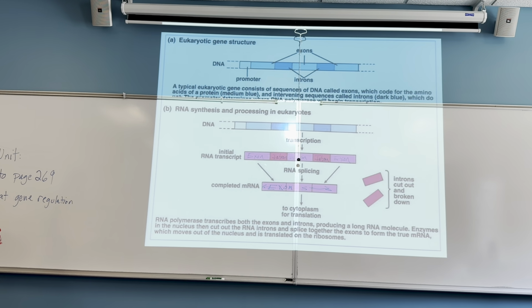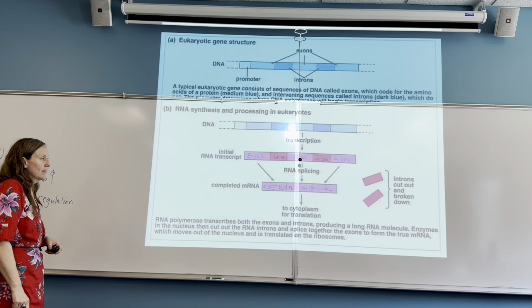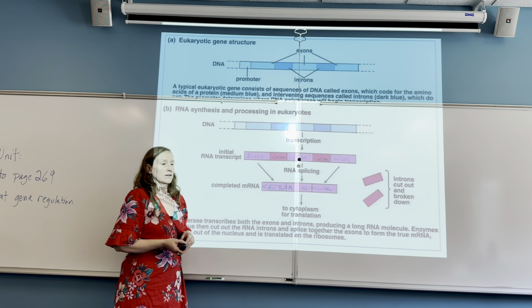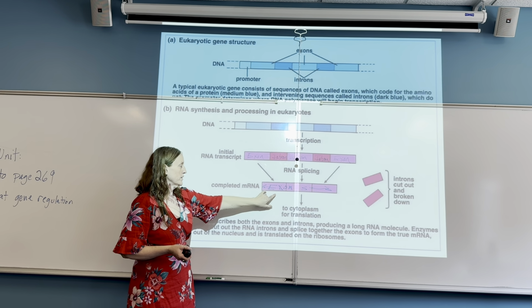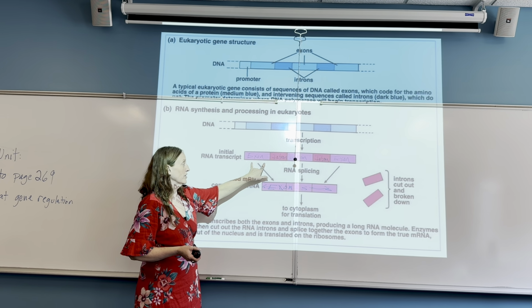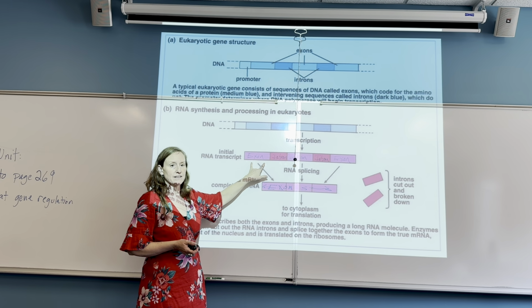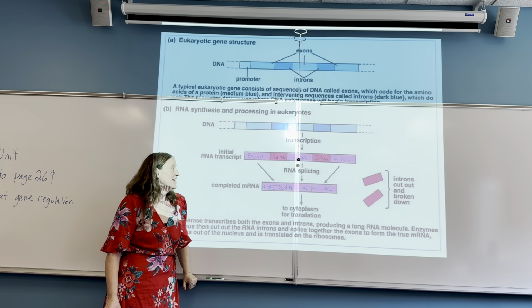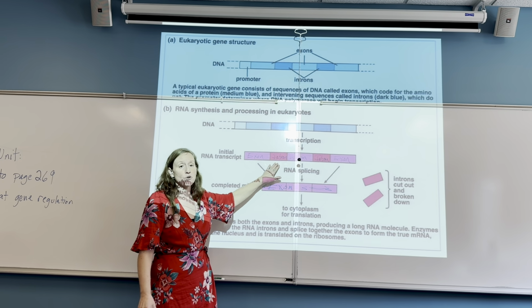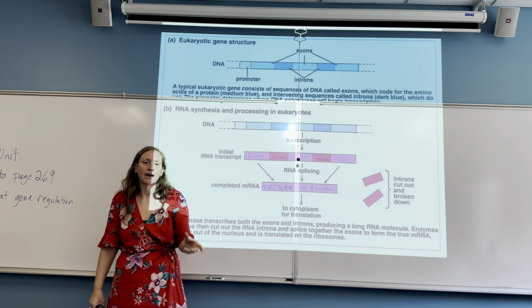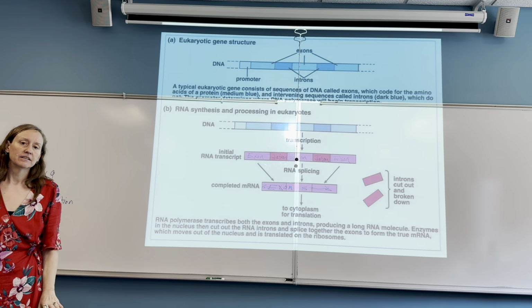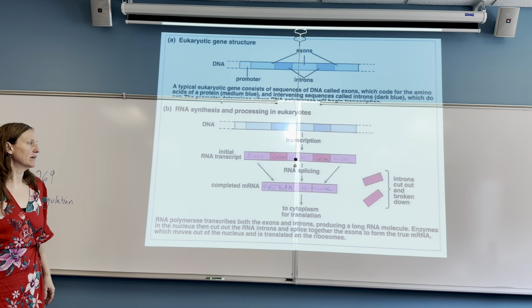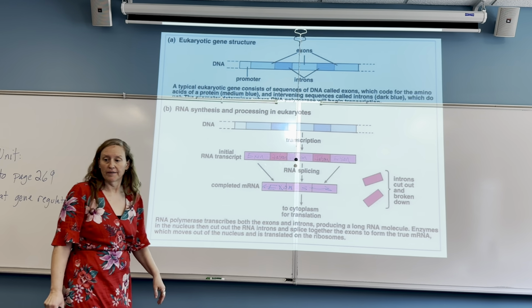Is there a reason why the exon is bigger than the intron? Or is it just like that? In the initial RNA transcription, here, why there's more exons than introns. Just for this cell, yeah. Sometimes you might have more introns than exons. It just depends on that particular cell and that gene. Yeah, good question. Okay.